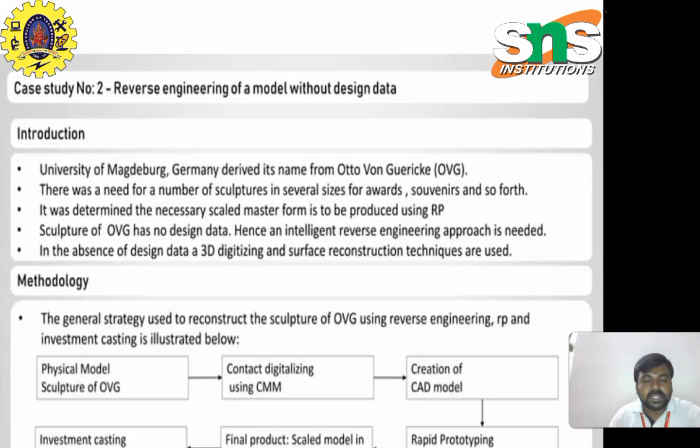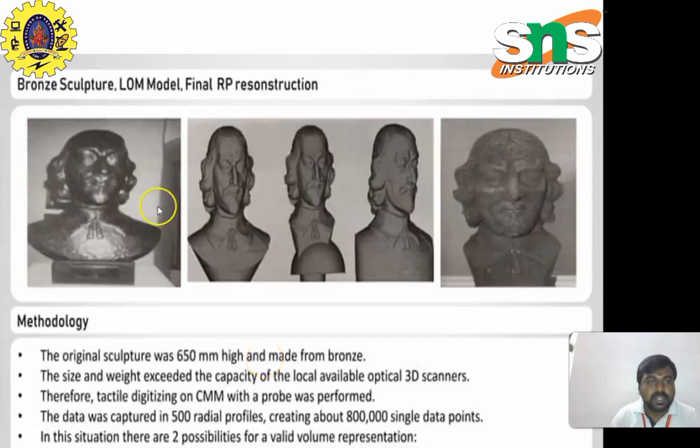In the absence of design data, three-dimensional digitizing and surface reconstruction techniques are used. These are the methodology of reverse engineering of a model without design data. The general strategy used to reconstruct the sculpture of OVG, that is Otto von Guericke, using reverse engineering, RP and investment casting is illustrated below. That means first the physical model of the OVG, digitizing using the CMM, creation of the CAD model, rapid prototyping and the final product by investment casting. These are the bronze sculptures, laminated object manufacturing model, and final rapid prototyping reconstructions.